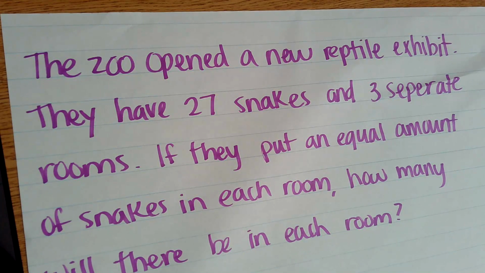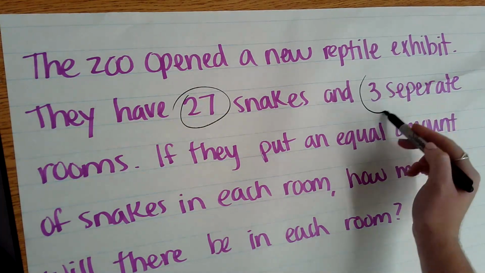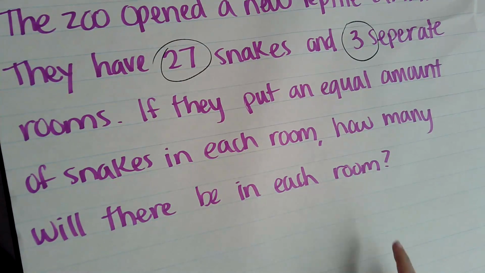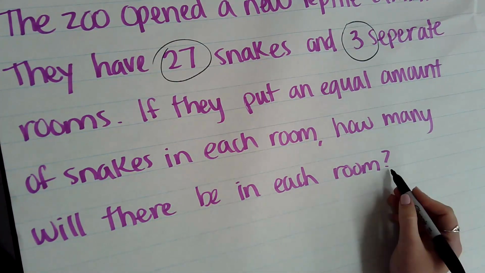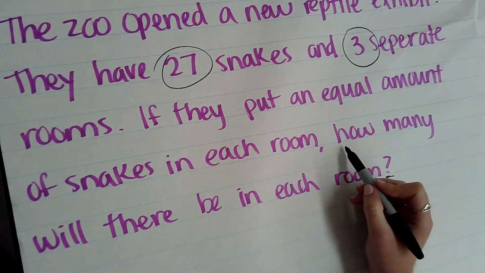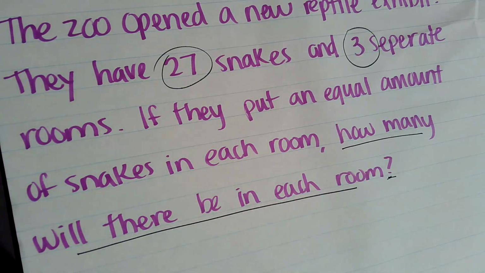So first, what I'm going to do is circle any of those important numbers that I'm going to need. I have 27 and I have 3. And now I'm going to underline the question. I do see a question mark at the end of my problem, so that's a big hint for me that my question is going to be somewhere near there, and I can see it right here. How many will there be in each room?